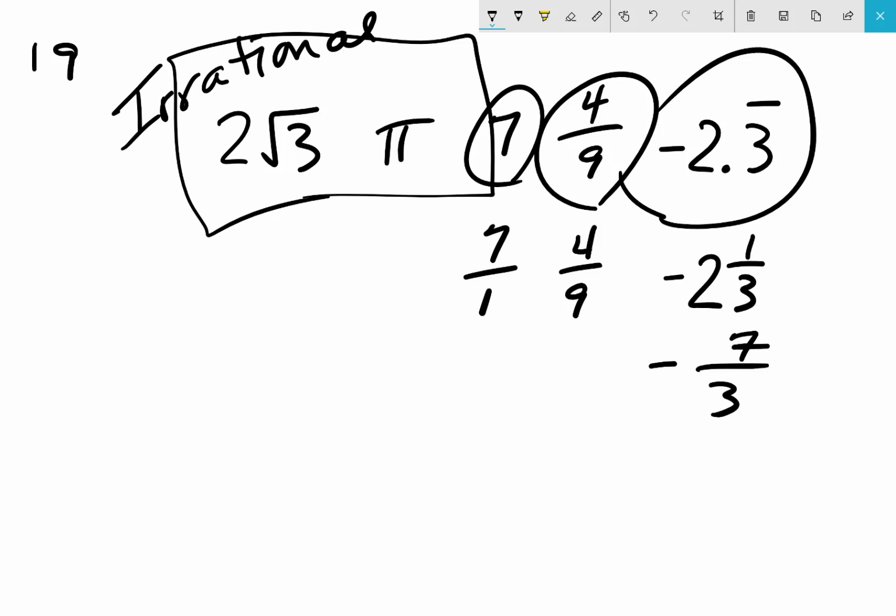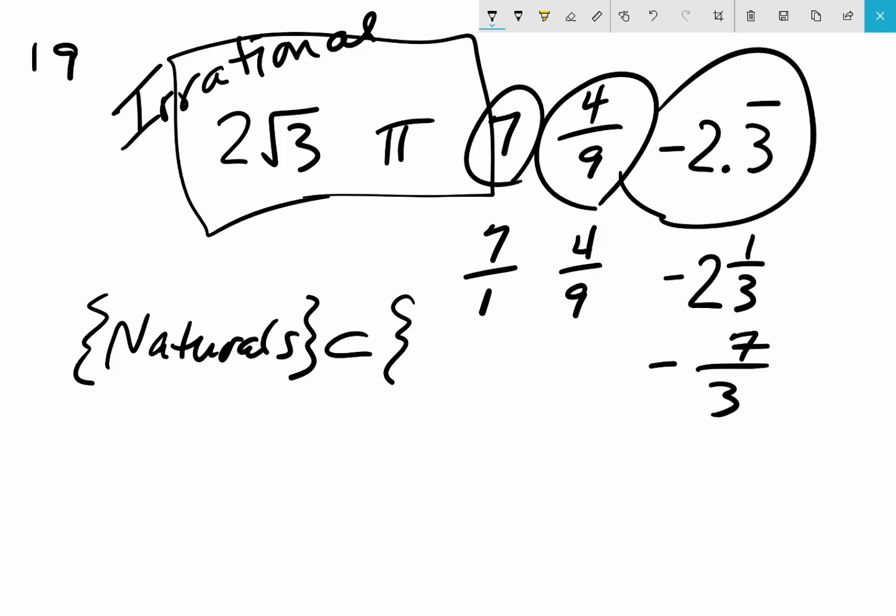All right, the next one has true or false. It says that the natural numbers are a subset of the irrationals. Natural numbers are not irrational. The natural numbers are 1, 2, 3, 4, 5, and so on. They are not irrational. They can all be written as fractions: 2 over 1, 3 over 1, 4 over 1. They are not irrational, so that is false.